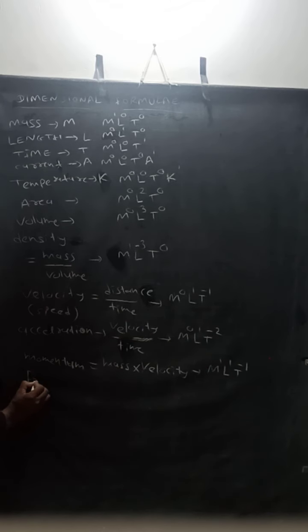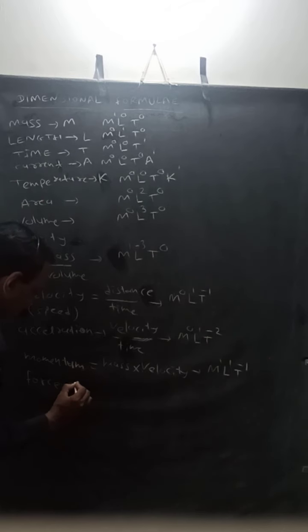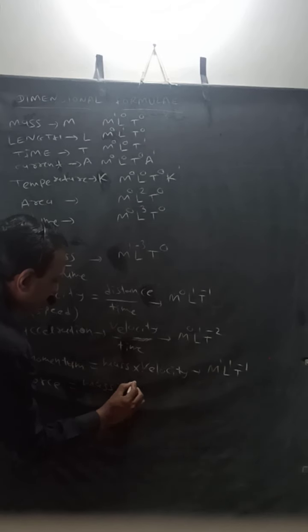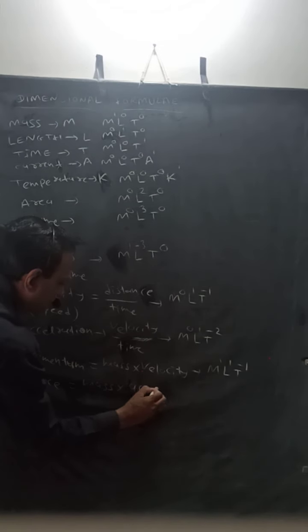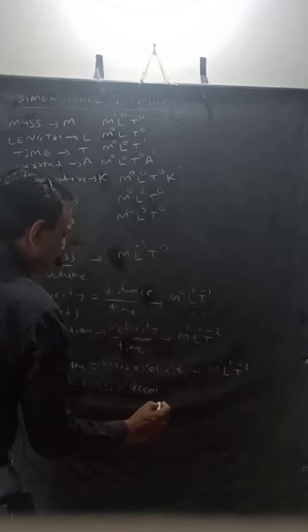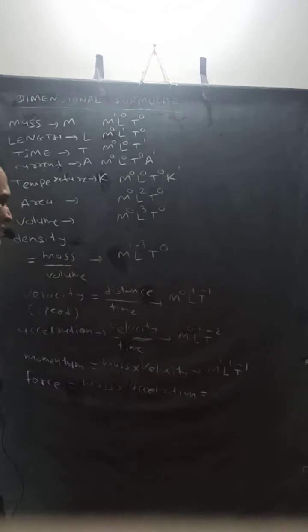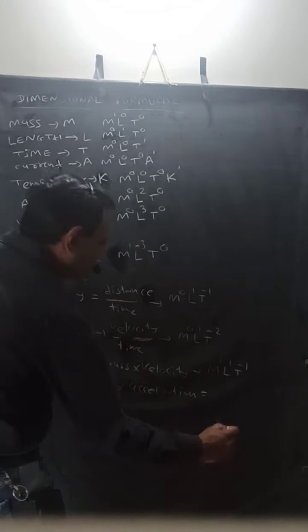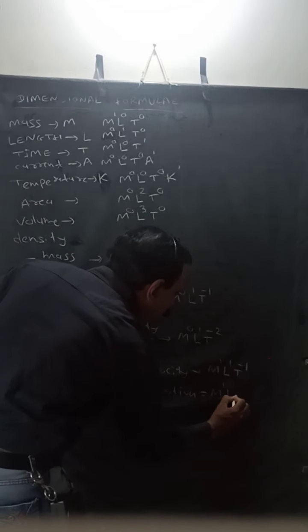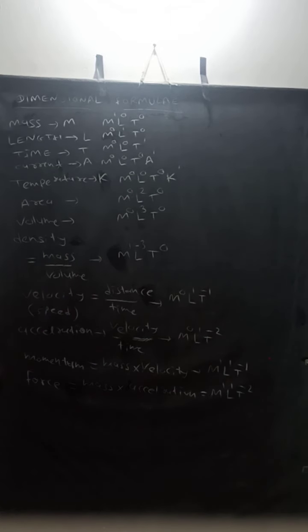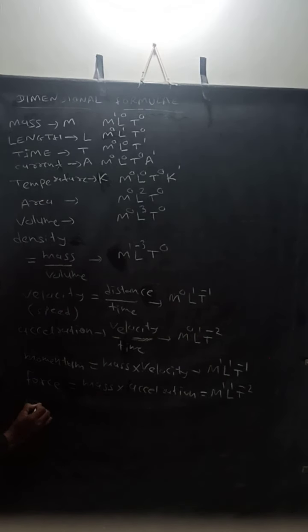Then force. Formula of force F is equal to ma, you know. Then force is equal to mass multiplied by acceleration. Mass is M1, acceleration is L1 T minus 2. Then M1 L1 T minus 2. Force. Now pressure.